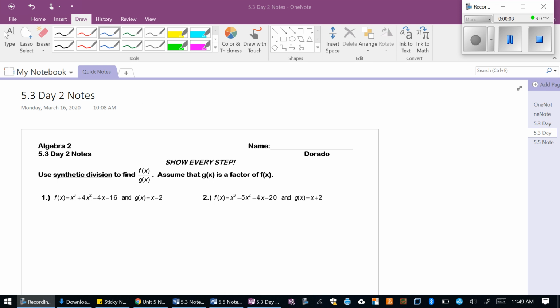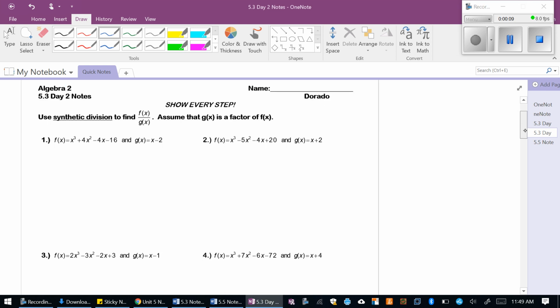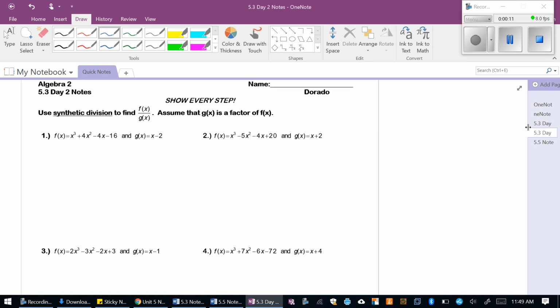Hi everyone, today we're going to do 5.3 day 2 notes. In 5.3 day 1 notes, we learned synthetic division. So we're going to review that skill one more time. We're going to divide some polynomials.